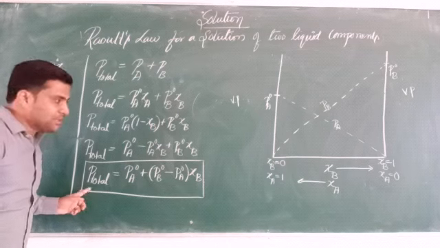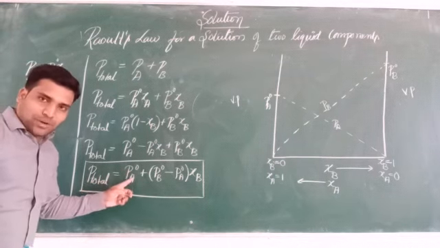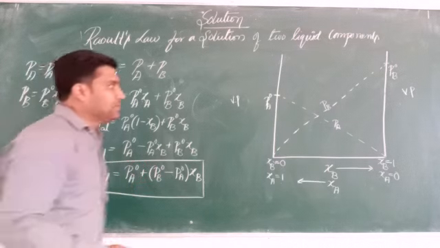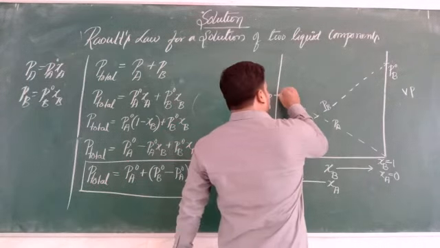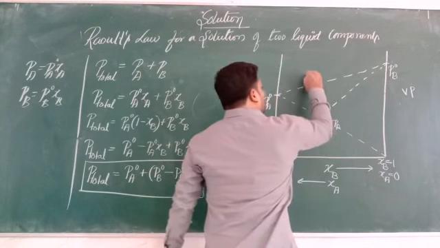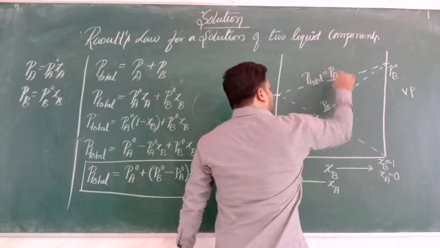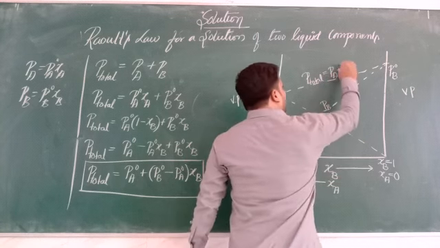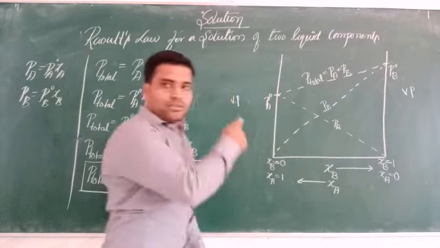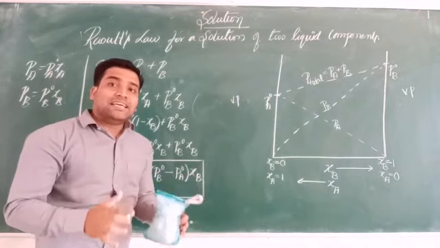Total solution means the resultant of these two, that is the sum of the partial pressure of component A and the partial pressure of component B. When you add the two, the graph will be a straight line. That is, P total is equal to PA plus PB. So this is Raoult's law for ideal solutions.